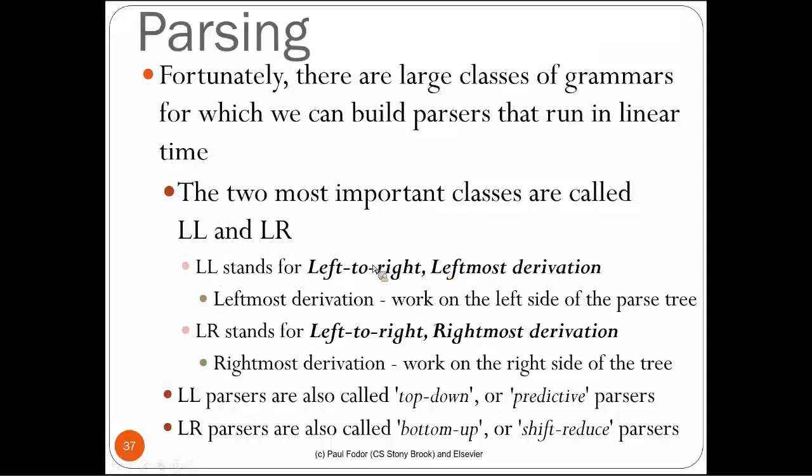So LL stands for left to right, leftmost derivation. LR stands for left to right, rightmost derivation. We work on the right-hand side of the tree to build the parse tree. Also, we will see that LL parsers will start from the root symbol and will apply production rules to build the tree. So we start from the top of the tree and we build down the parse tree. LR parsers are called bottom-up parsers or shift-reduce parsers. They build subtrees and then we combine them into higher and higher trees until we get to the root symbol for this parse tree.